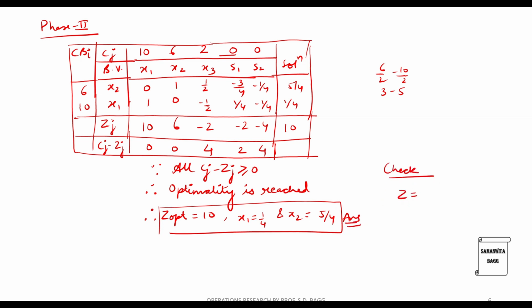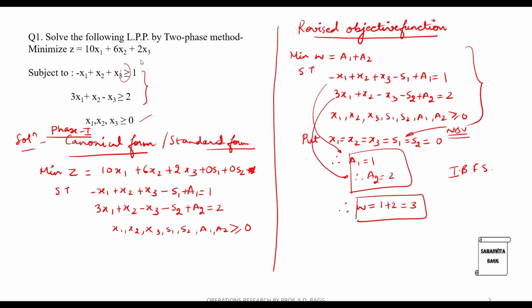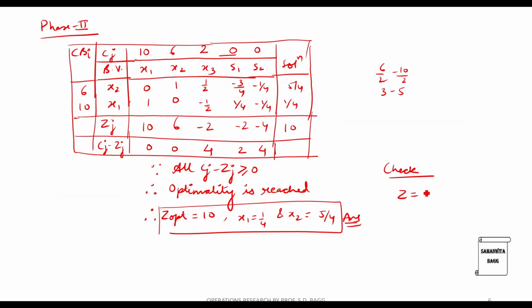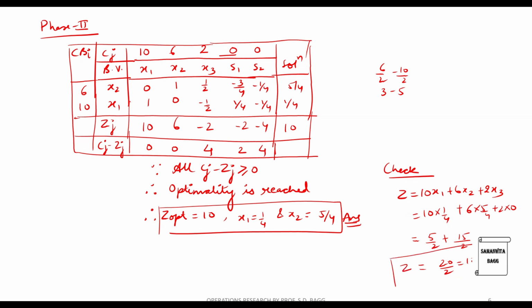If you want, you can also check. If you recollect, the equation of Z that is given is 10x1 plus 6x2 plus 2x3. So I'll write here 10x1 plus 6x2. x3 is anyways not there in the equation, so there is no point in writing it. But still, if you want to write, you can. So this is 10 into 1 by 4 plus 6 into 5 by 4 plus 2 into 0 because it is not there. So this will be 5 by 2. This is 15 by 2. So this adds up to 20 by 2, that is 10. So whatever value of z we have obtained here is the value that we have obtained here.